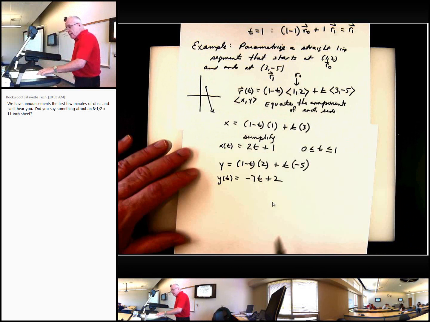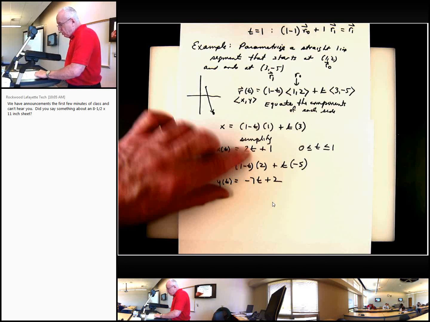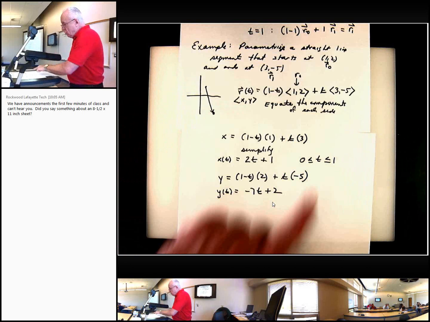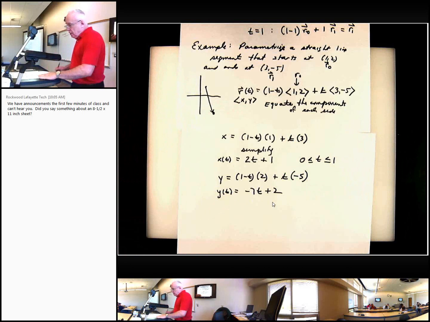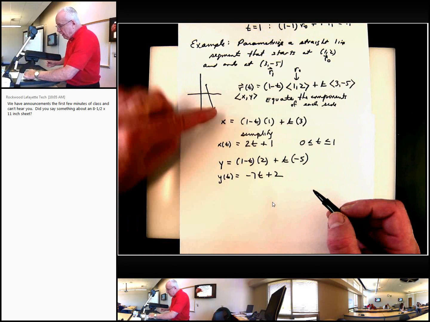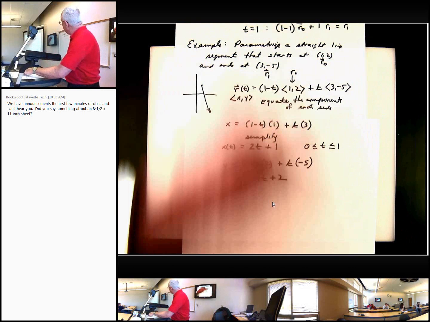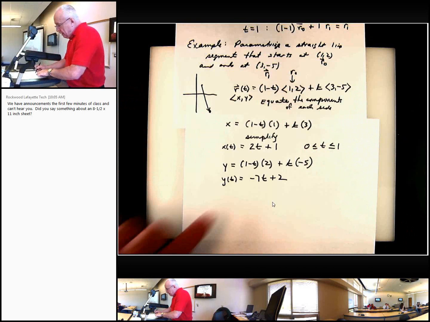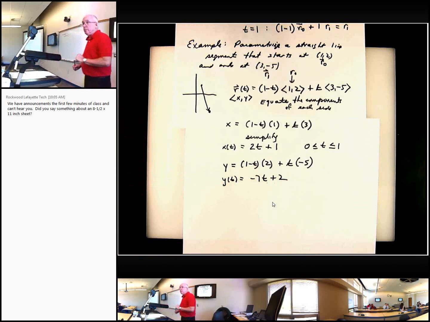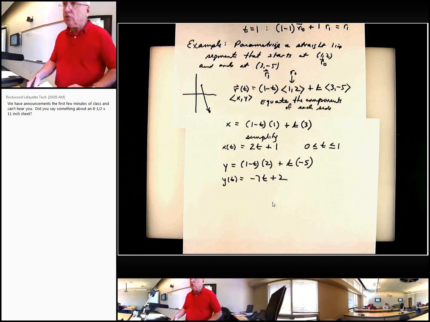And you can check it out. When t is equal to 0, this is (1, 2), which is what I have there. When t is equal to 1, x becomes what? 2 plus 1 is 3, which is my first component there. And it becomes minus 7 plus 2, which is minus 5 right there, okay? So that's how you can obtain a parameterization of a straight line segment.